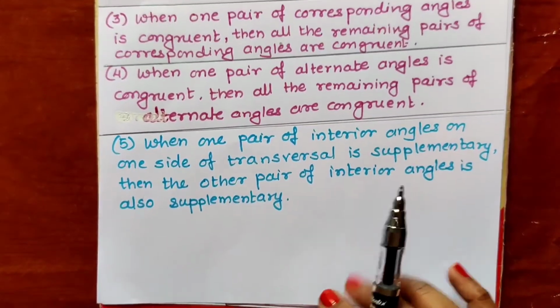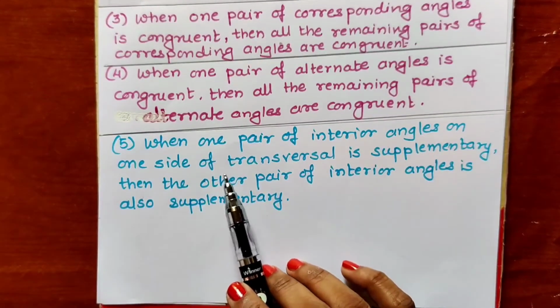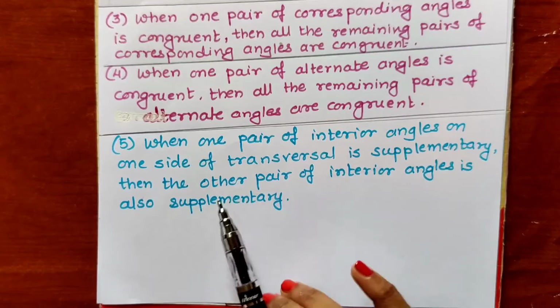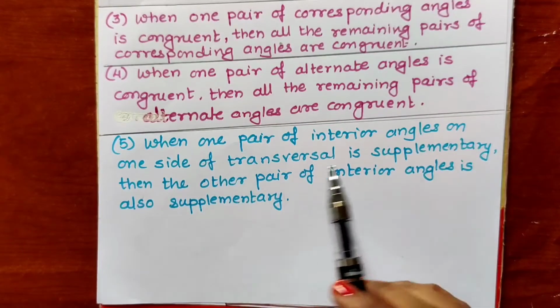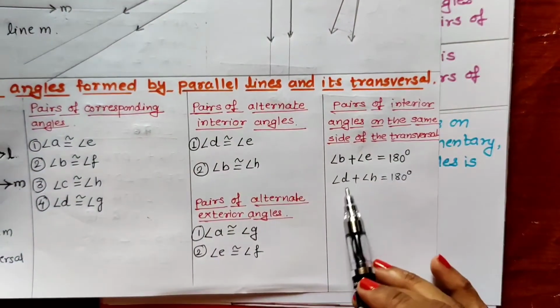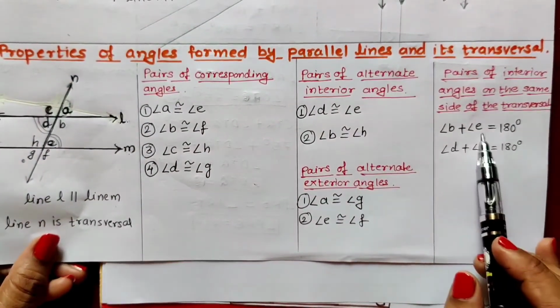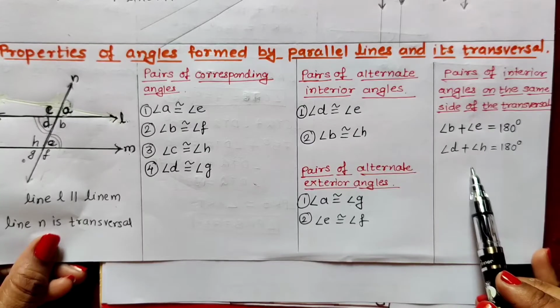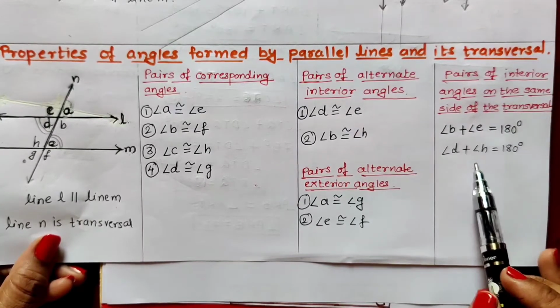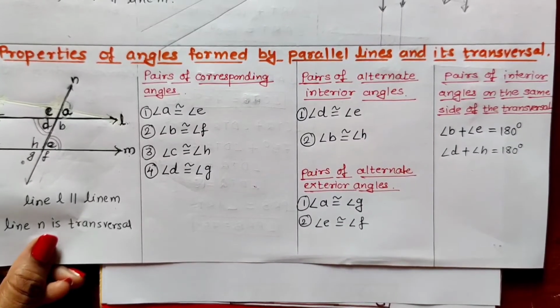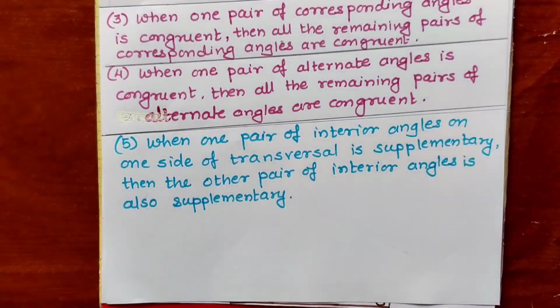Next one: when one pair of interior angles on one side of the transversal is supplementary, then the other pair of interior angles is also supplementary. So from these two pairs of interior angles, if the first pair is supplementary, the second will also be supplementary, or if the second is supplementary, then the first pair will also be supplementary. So we will have to remember all these properties, and we will apply them to solve the sums from practice sets.